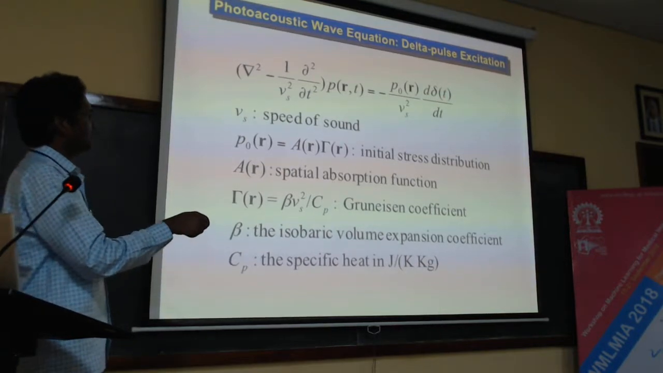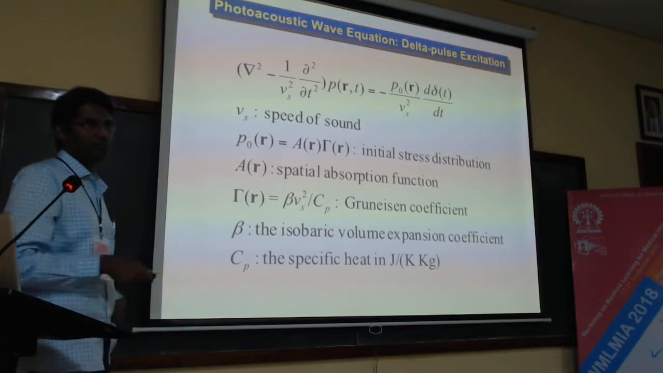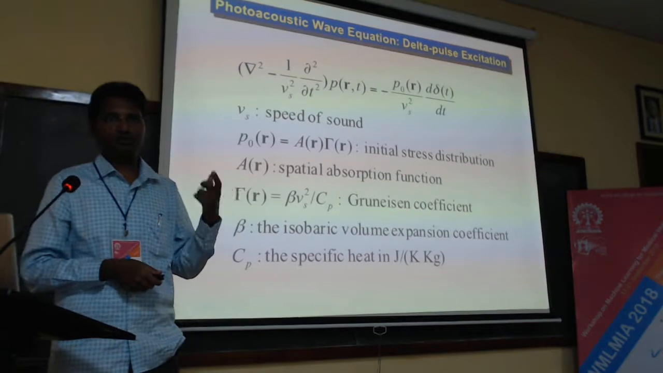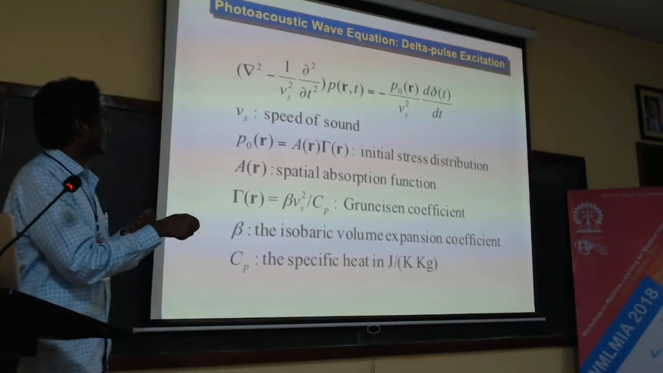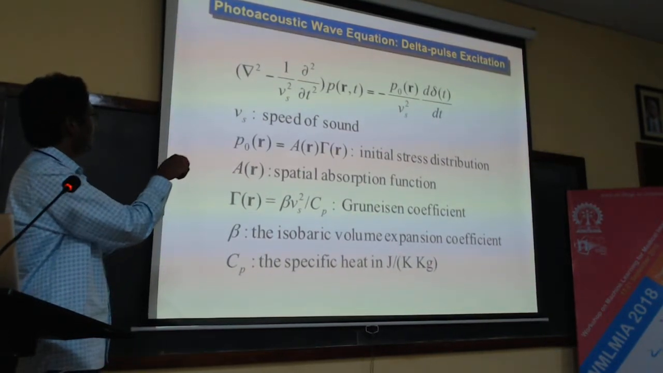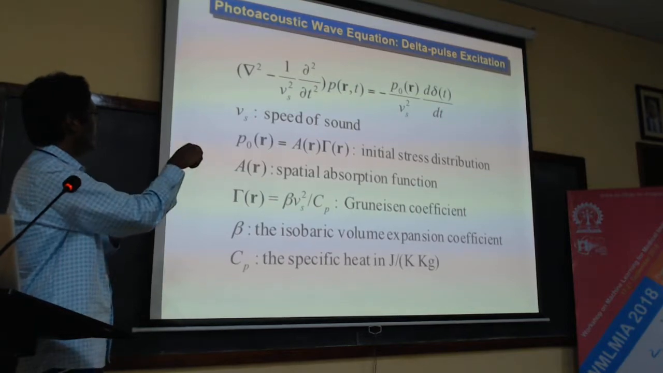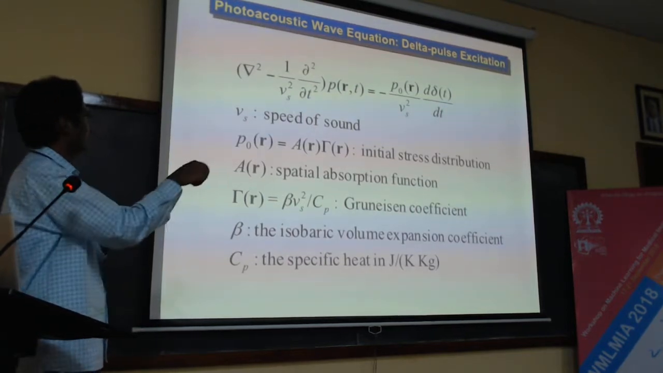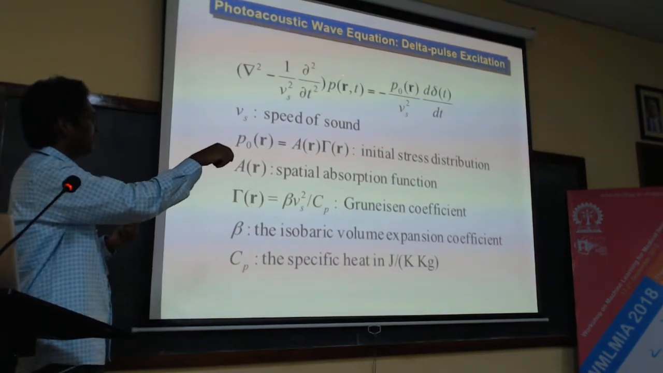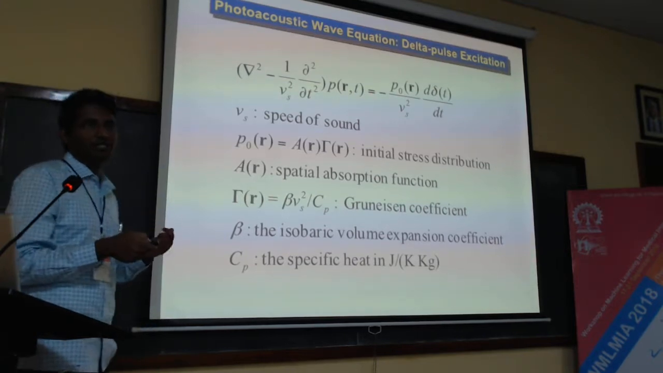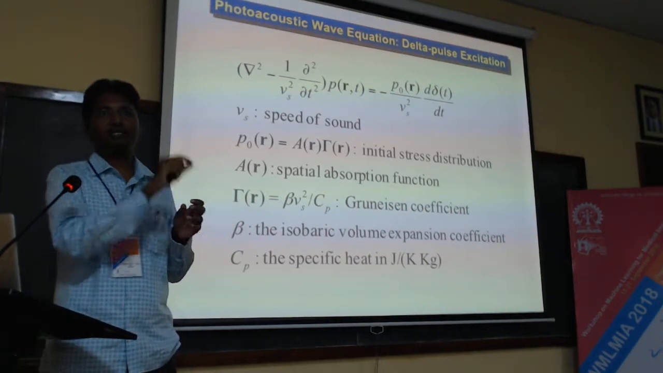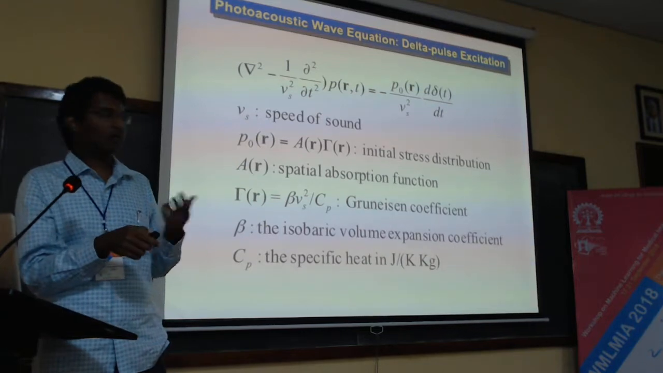And then we are assuming that it's a delta excitation. So we assume that the pulse is a delta source. Then there is the speed of sound which comes in, and then there is this double-order term, the Laplacian of it. And then this is what we are going to detect: P of r and t, where r is not everywhere in the tissue, but at the boundary of the tissue.